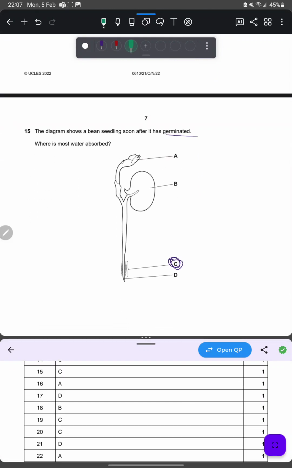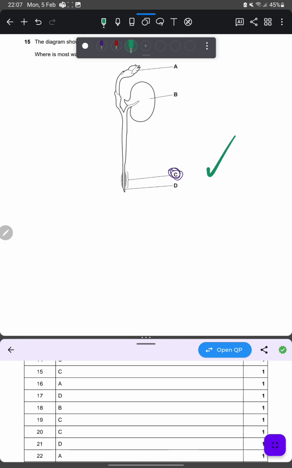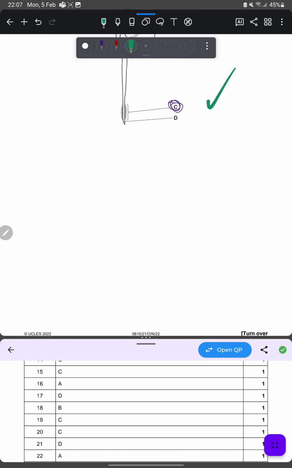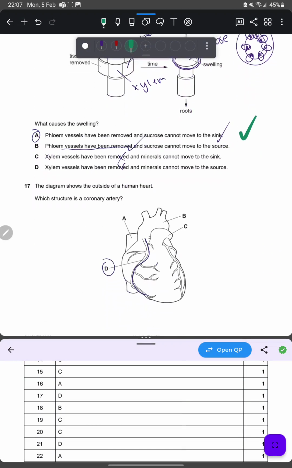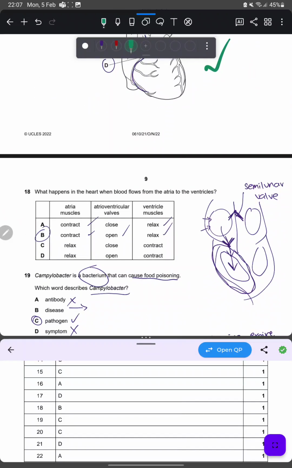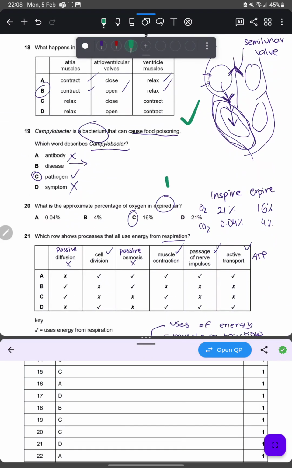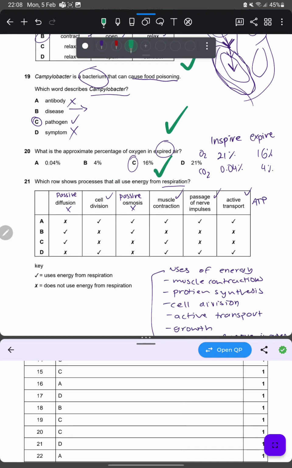15 is C. Yes. So even though I wasn't sure, just pick the green hair cells. It seems like the most reasonable answer. 16 A, 17 D, 18 B, 19 C, 20 C, 21 D. Oh, I didn't. Okay, guys, don't be like me and just not even take the correct answer, because it's all here. I just forgot to tick it. So I say that's correct.